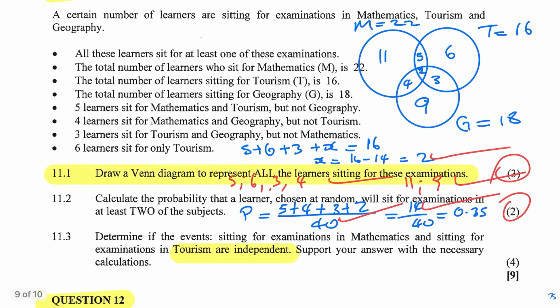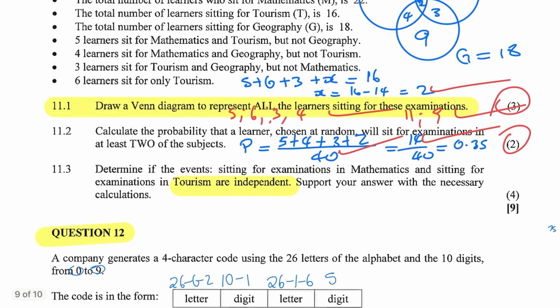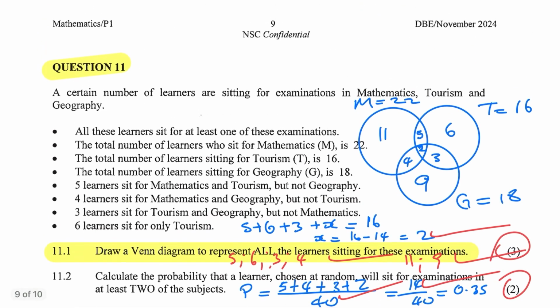Okay, so mathematics and tourism: calculate if they are independent and support your answer with necessary calculations. So what you need to know about independent is this.